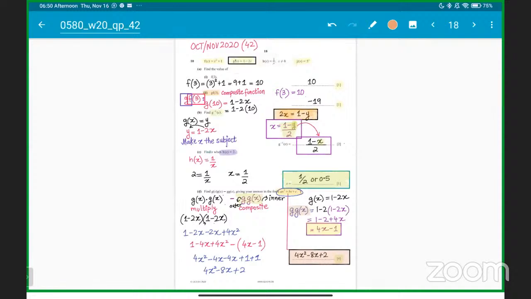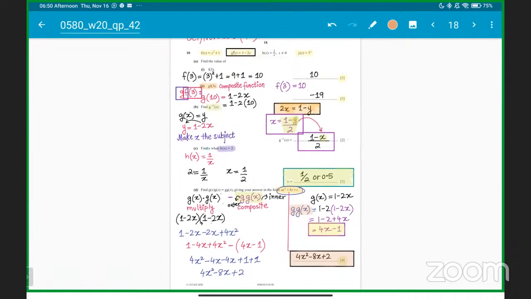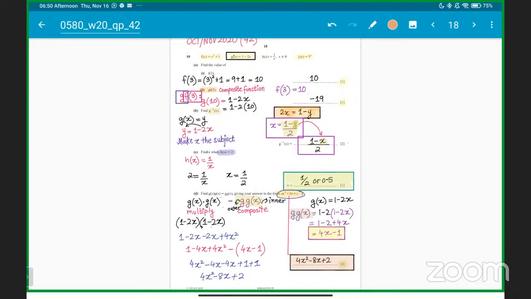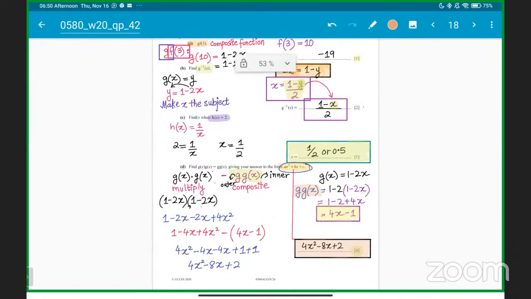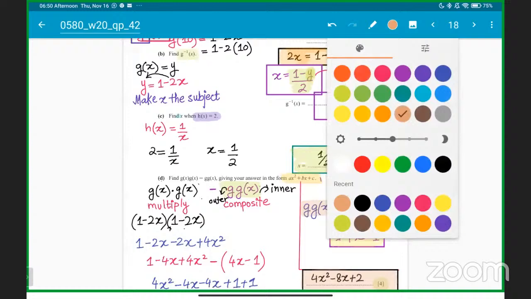Can we use the substitution method for the last one to find x? No, you don't have to find x. That's what we need to understand. That's what practice of past papers will ensure. We don't have to find x.